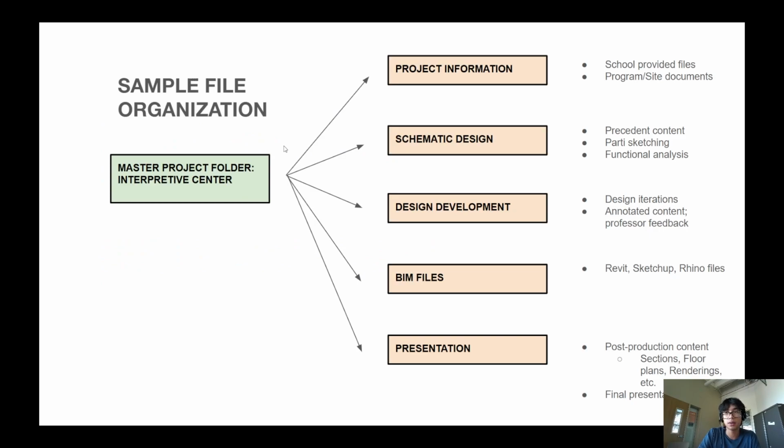So one thing that I came up with is this file organization system that we'll be using. To go over a little bit, we're going to have a master project folder for our interpretive center, and we'll break it down into different categories and phases. So we'll have project information that has files from the client, the school, and maybe the architect. Schematic design is where our process goes, so like precedent content, parti sketching, and our functional analysis.